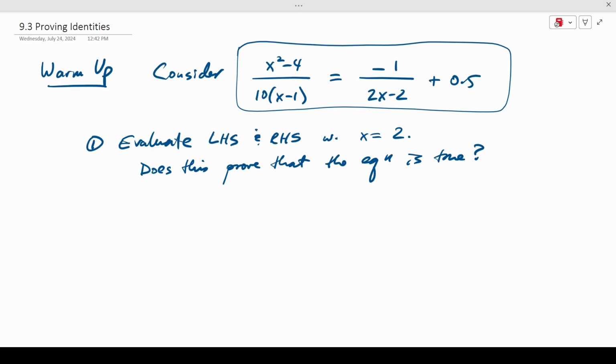So, warm up, step 1. Evaluate the left-hand side and the right-hand side with x equals 2. See what you get. And then the follow-up question is, does this prove that this equation is true? Pause the video here and go ahead and do that.